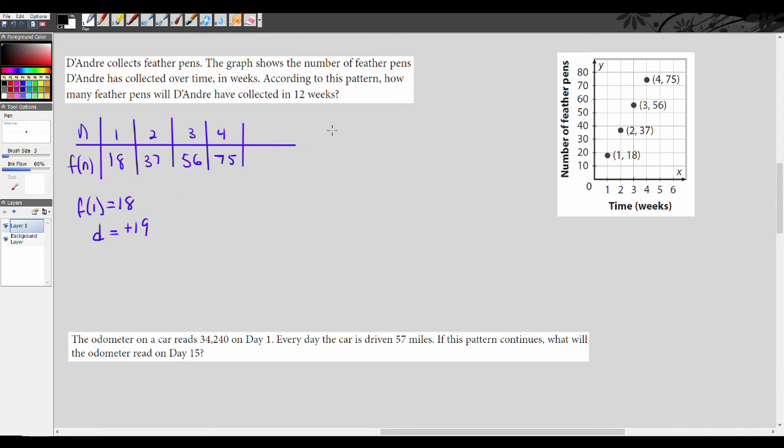So now we can find out what's happening in week 12 by writing our function. So f of n equals our first term, 18, plus our common difference, 19, times n minus 1. All right, so now we're going to plug in for f of 12. So f of 12 equals 18 plus 19 times. So if n is 12, what's going to be 12 minus 1? 11.